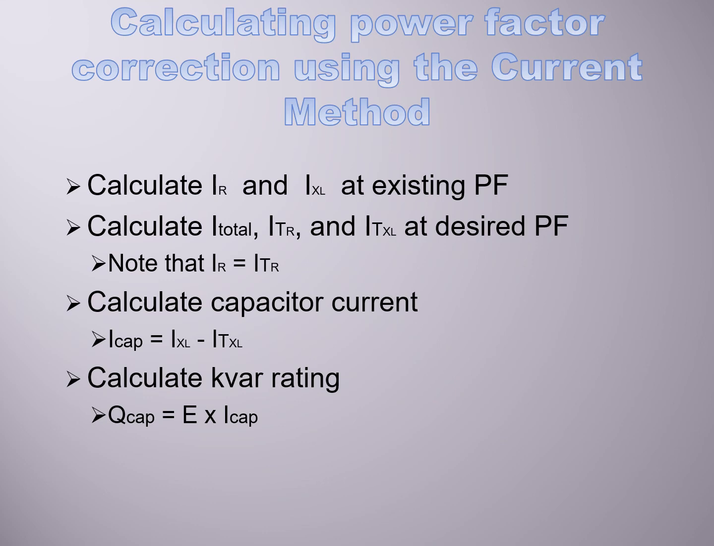Once I have my goal reactive current and my existing reactive current, I subtract the two in order to find my capacitive reactive current. And by taking that capacitive current and multiplying by my source voltage, I get the kVAR rating for my capacitor bank.